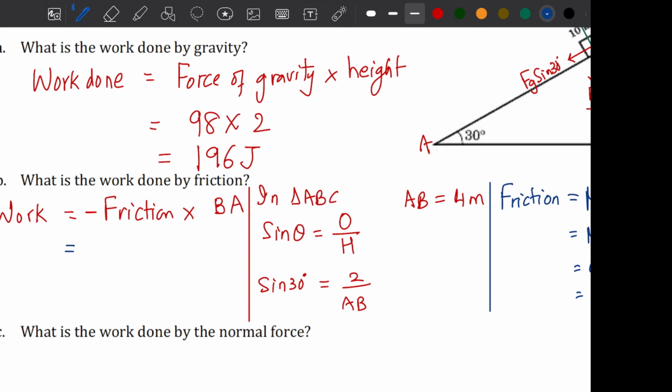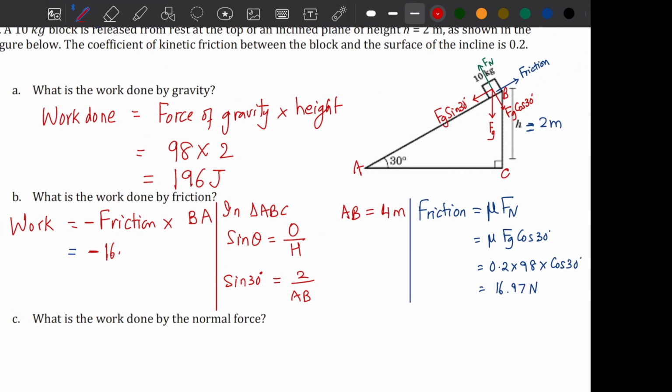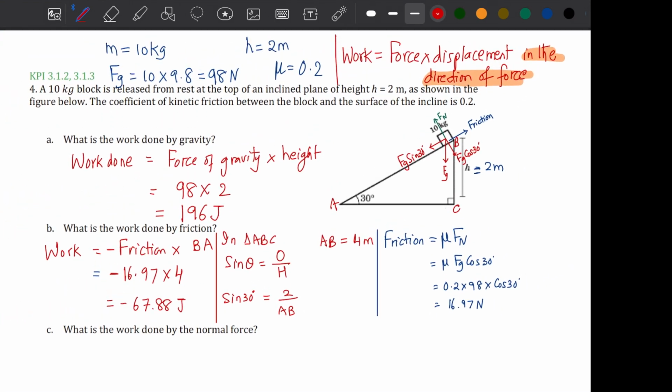We'll put it back into our equation. So negative, because work done by friction is always negative. Friction value is 16.97 multiplied by 4. That comes out as 67.88, and we can put the unit as joules. So that's how we find the work done by friction.